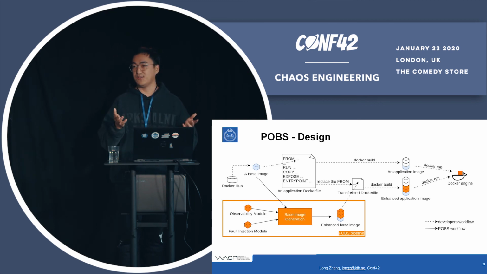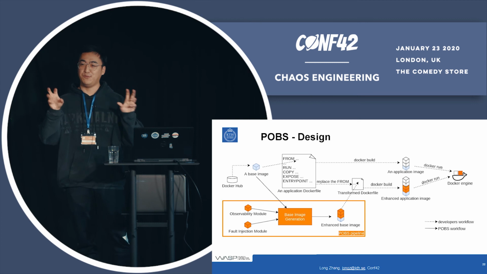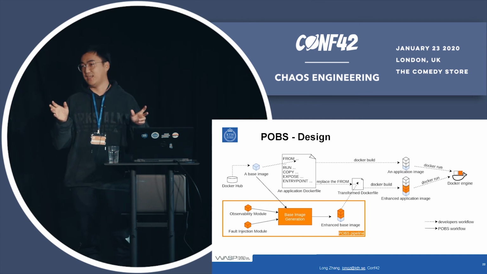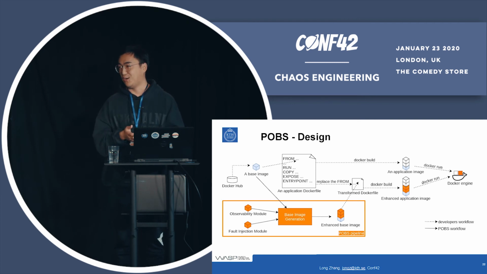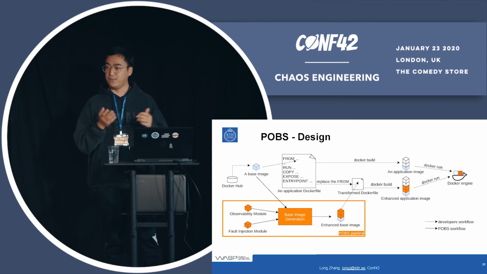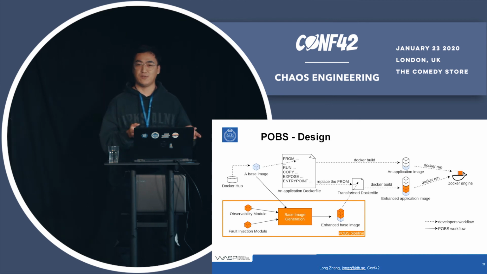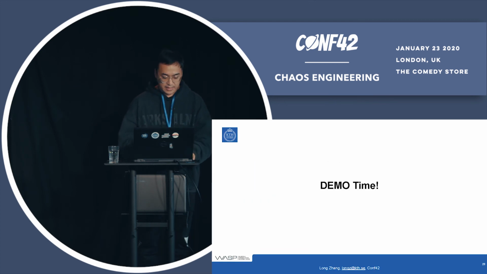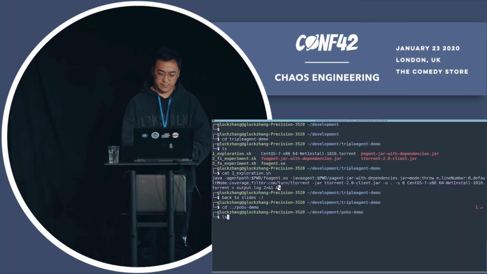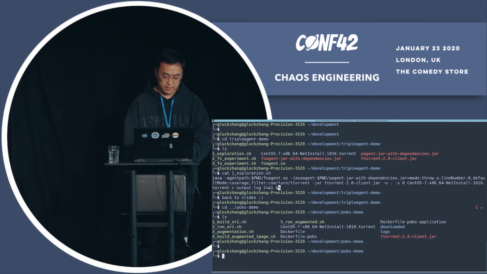In this way, it's also convenient that we could have two different types of containers in a production-like environment. One is just running normally. For another one, I could turn on more monitoring tools and fault injection experiments. So we could compare the behavior of these two different containers. And I could also show you the POBS system here.